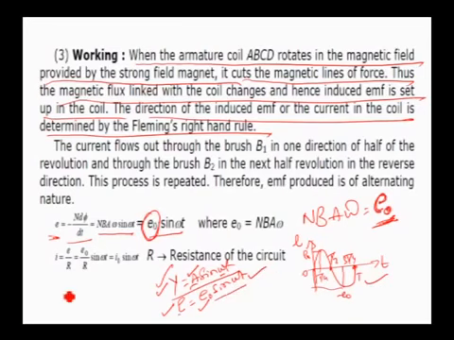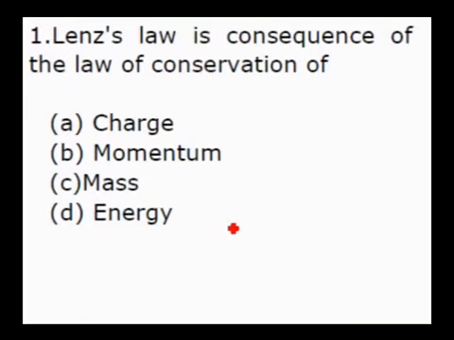If this is the EMF, we have an expression for current also, that is voltage divided by resistance. It is E naught sin omega t divided by R, then this will become I naught sin omega t. So these are the synopsis related to electromagnetic induction. Let us go with the MCQs one by one.